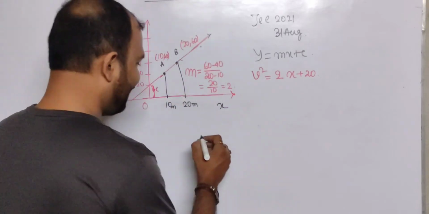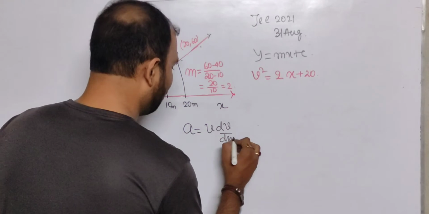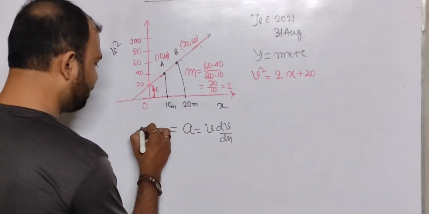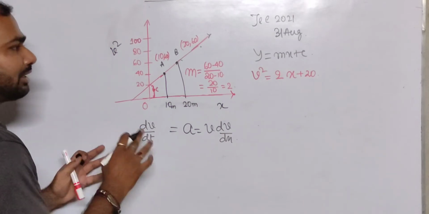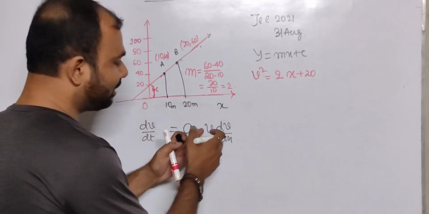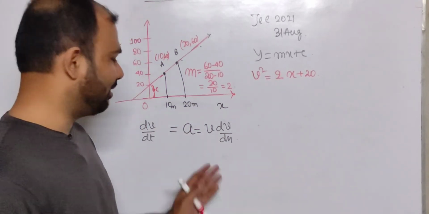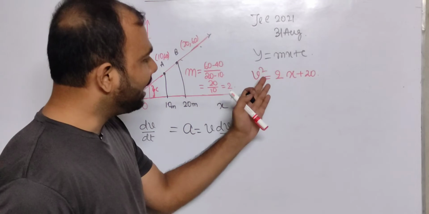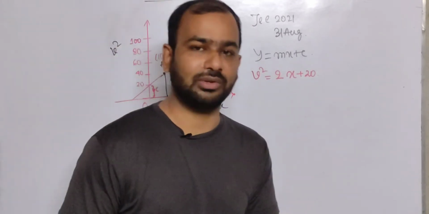We know that acceleration equals v dv/dx. We also know that acceleration equals dv/dt. If we differentiate the equation with respect to t, we can get acceleration. If we differentiate the equation with respect to x, we can also find the acceleration. Here, the expression of v is in terms of x. That's why we are differentiating this with respect to x.